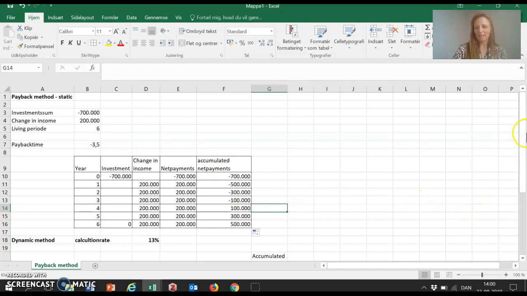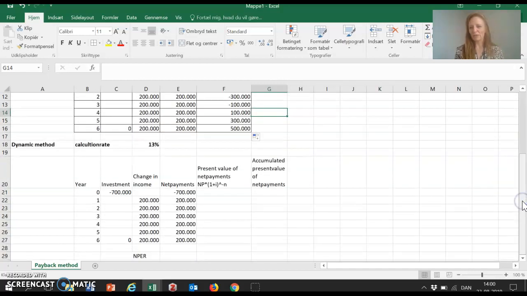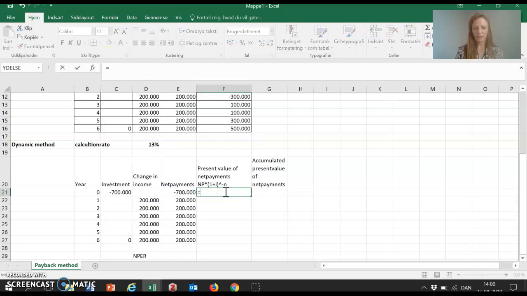But we also know that we have this calculation rate. Money loses value over time. So we need to consider that these amounts here are not directly comparable with the first initial amount in year 0. So what we do here is we use our discount factor that you have seen in previous lessons and previous videos to calculate the net present value of our net payments by using this small formula that I have set in here. And by the way, I have set a calculation rate in this example to be 13%.